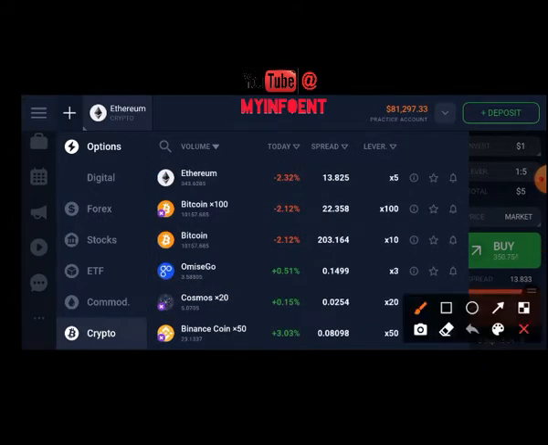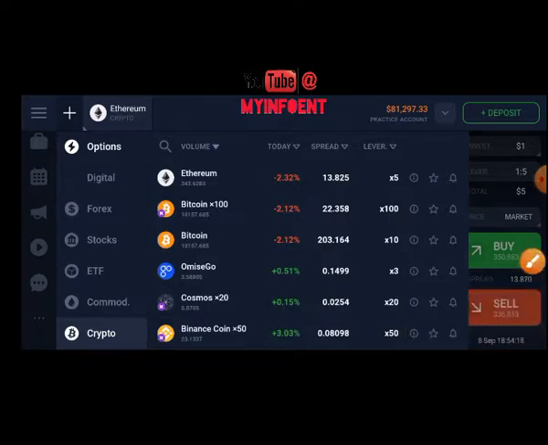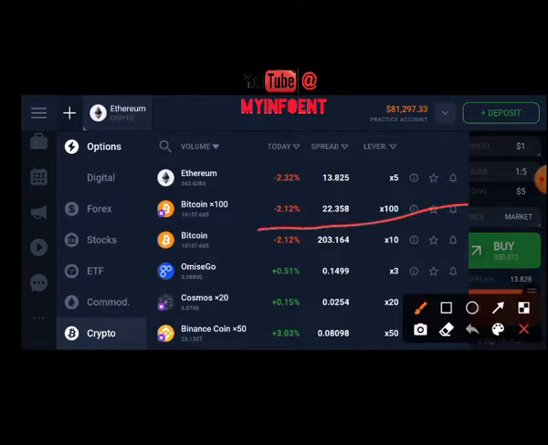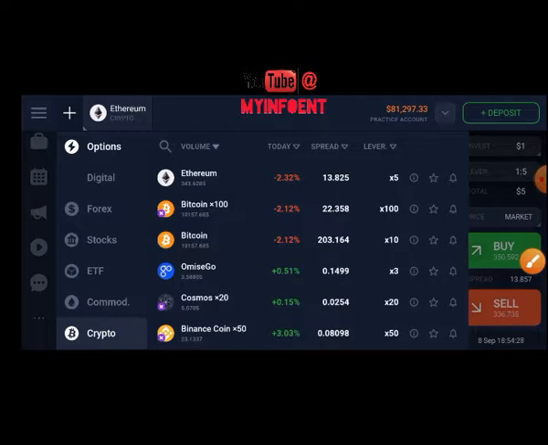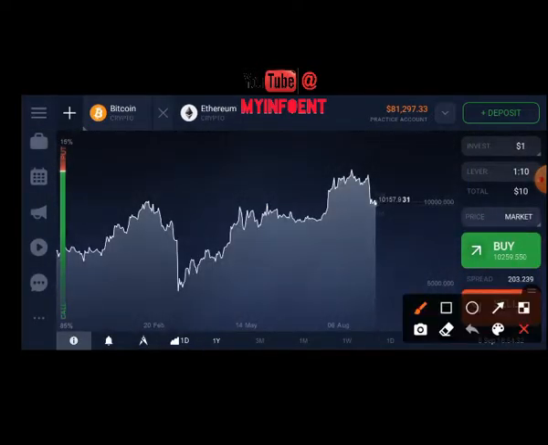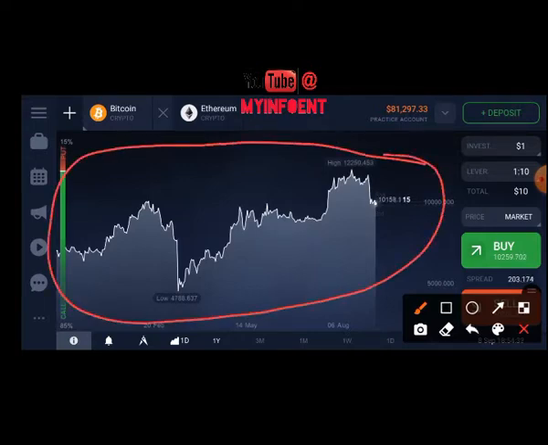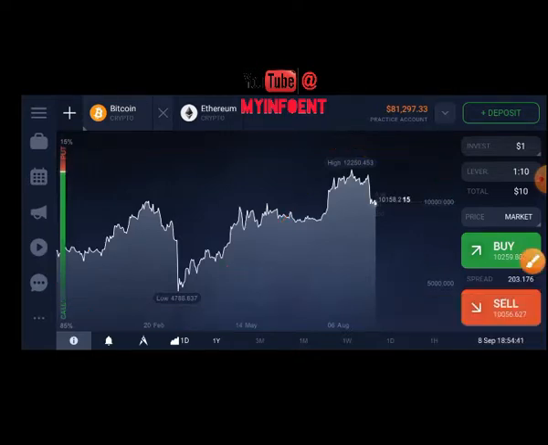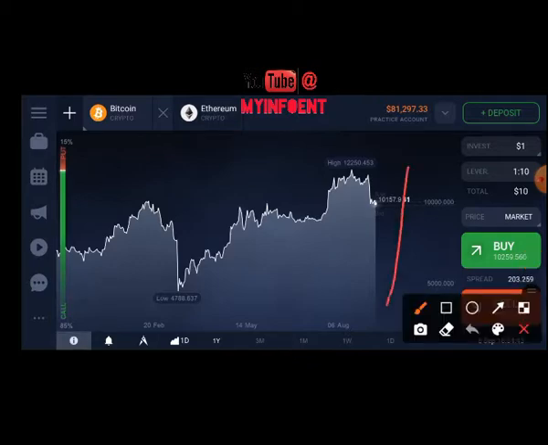Assuming I want to trade Bitcoin, what you just do is you select Bitcoin. Let me trade with the one with lower leverage, that is X10. You just click on it. Then this is the price action for Bitcoin for 1 year, as you can see, 1 year is indicated here. So if I want to check the price action for a day, I'll just click 1 day here. As indicated, 1D means 1 day.